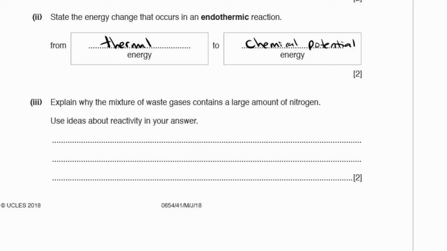Okay, so it starts off as heat energy, thermal energy, and it goes to chemical potential energy. 3. Explain why the mixture of waste gases contains a large amount of nitrogen. Use the idea about reactivity in your answer.